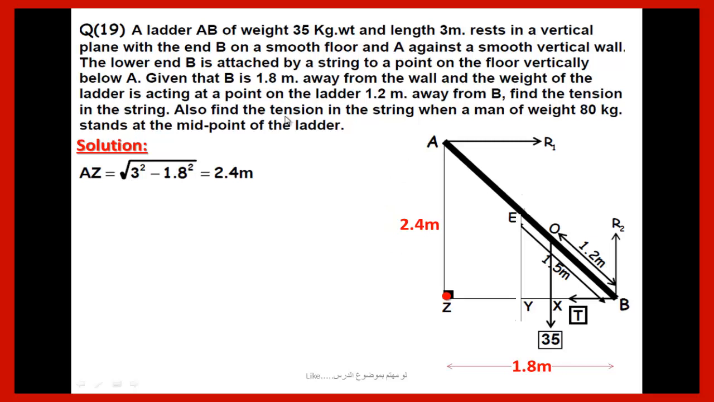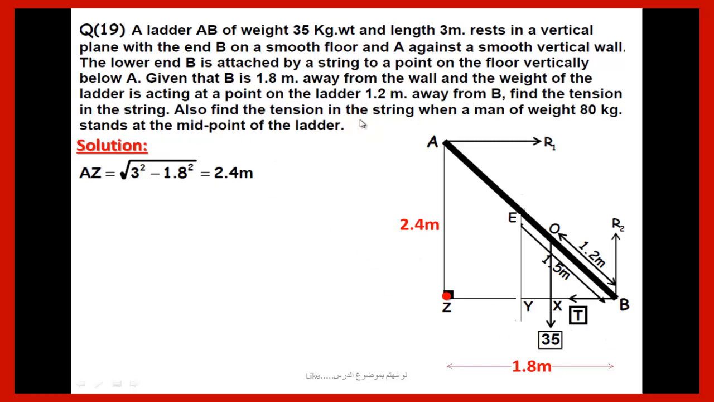The weight of the ladder is acting at a point on the ladder 1.2 meters away from B, so the distance OB equals 1.2 meters. Find the tension in the string.